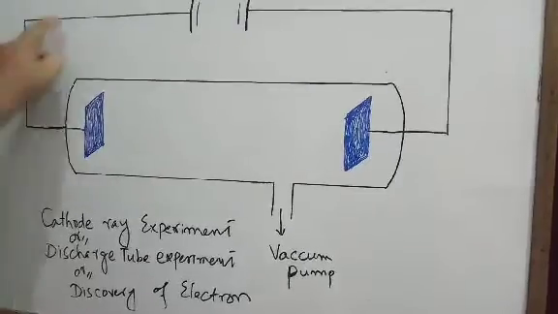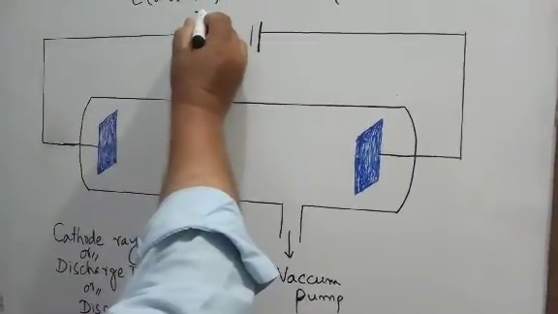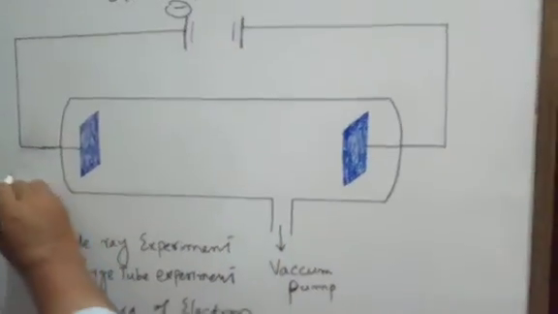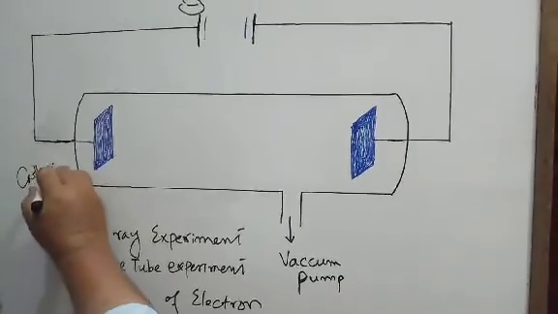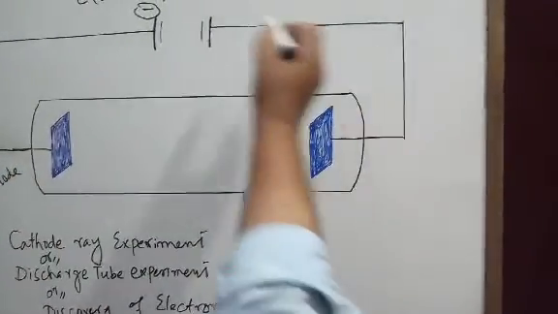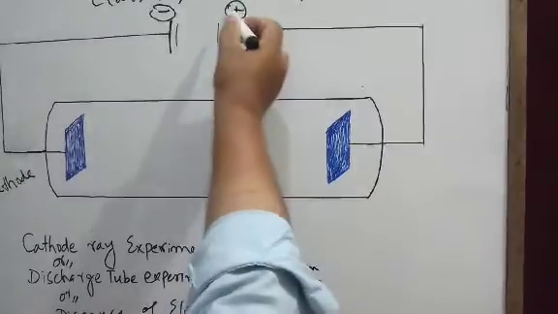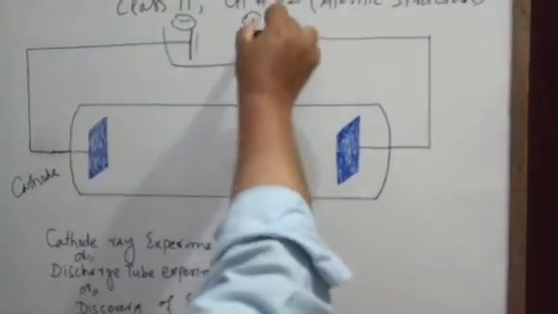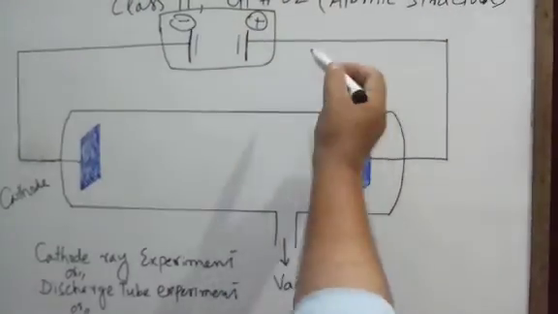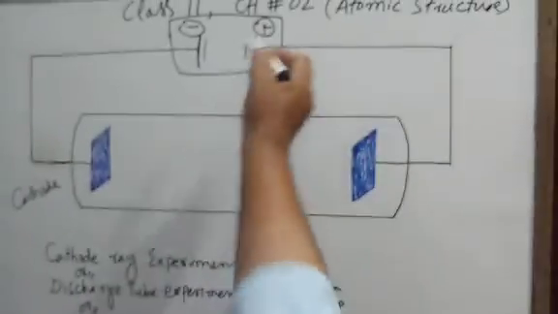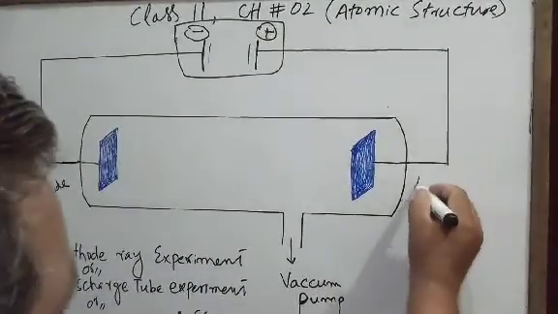One plate is connected with the negative terminal of the battery. This is called the cathode. The other is connected with the positive terminal of the source. This is the battery or source. The electrode which is connected to the positive terminal of the battery is called the anode.